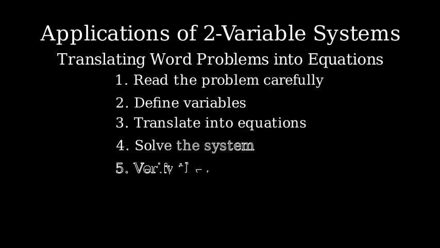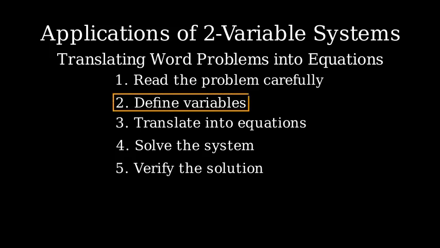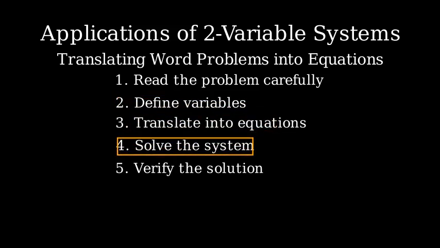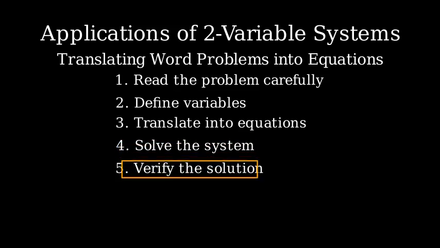First, we need to carefully read the problem and identify what we're looking for. Second, we'll define our variables. Third, we'll translate the problem into two linear equations. Fourth, we'll solve the system of equations. And finally, we'll verify our answer makes sense in the context of the problem. Let's solve our first problem.